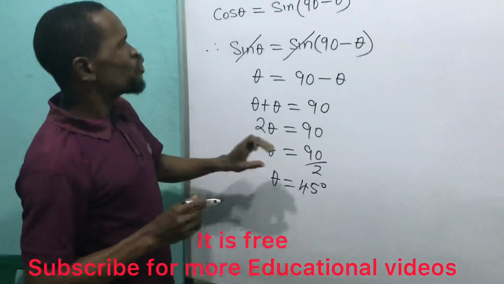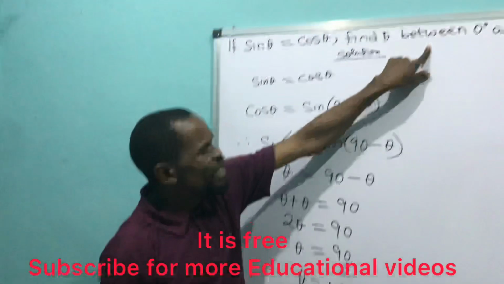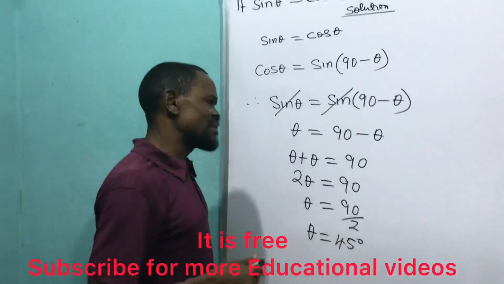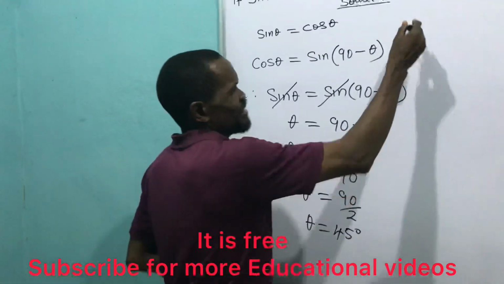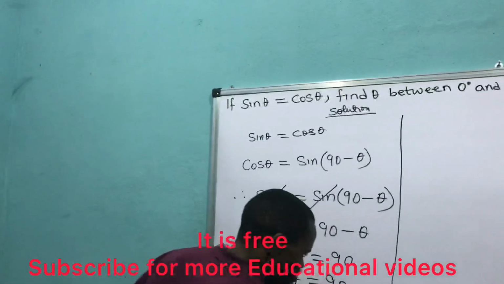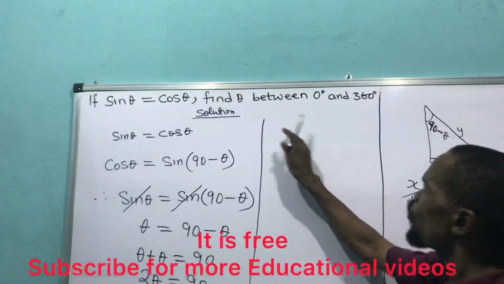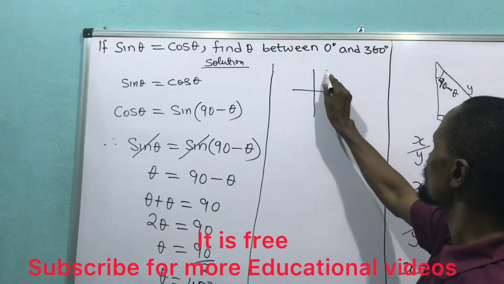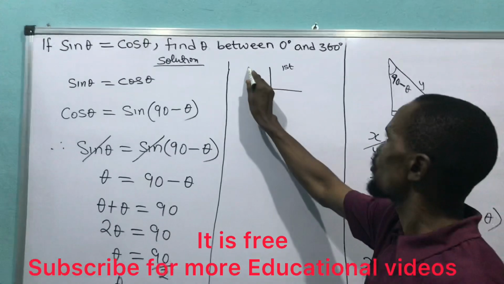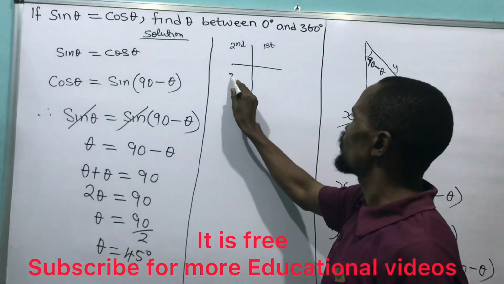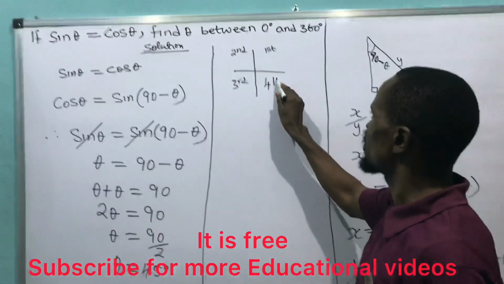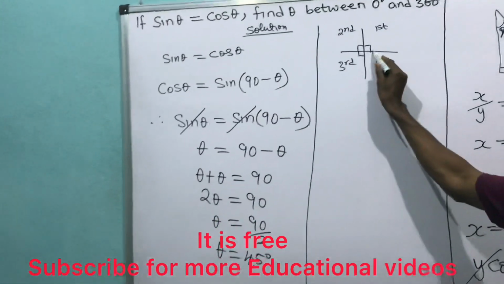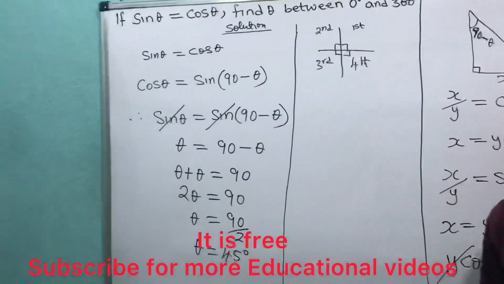Now, what they told me is to find theta between 0 degrees and 360 degrees. Now I have gotten theta, let's put it here. Can you follow me here? In this, we have 4 quadrants. I have my first quadrant here, my second quadrant here, my third quadrant here, and my fourth quadrant here. This is 90, this is 90, this is 90, this is 90, giving me 360 degrees.